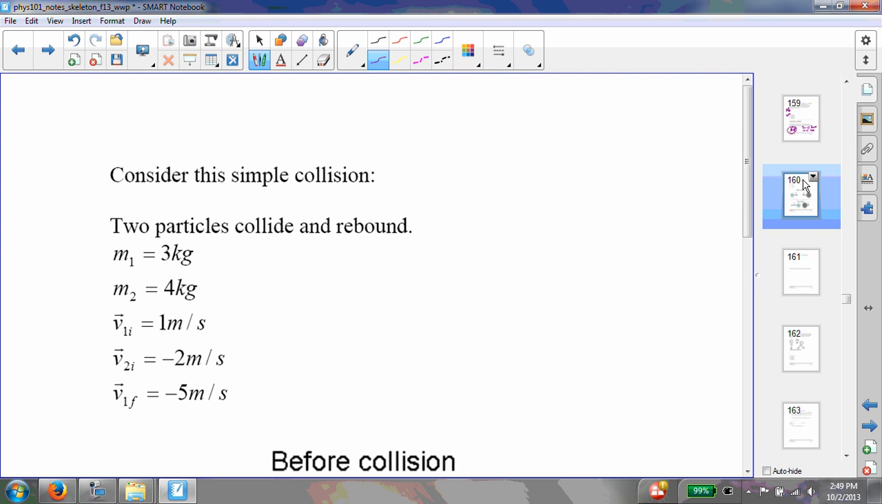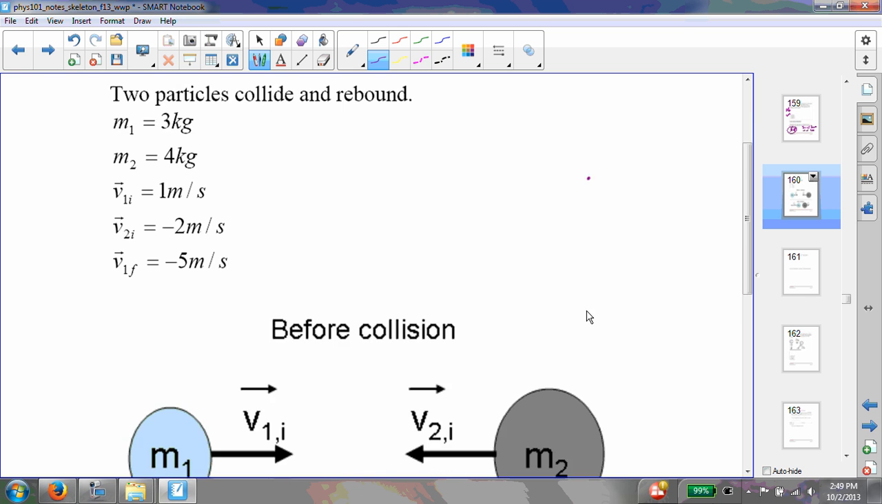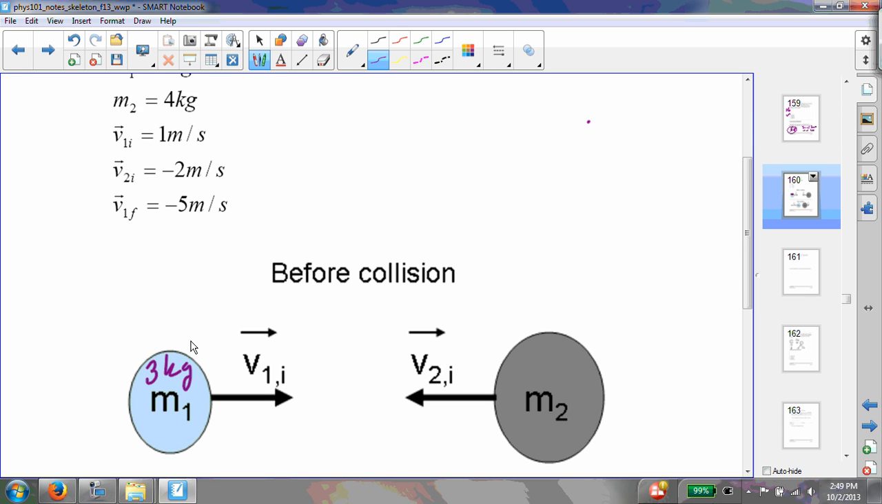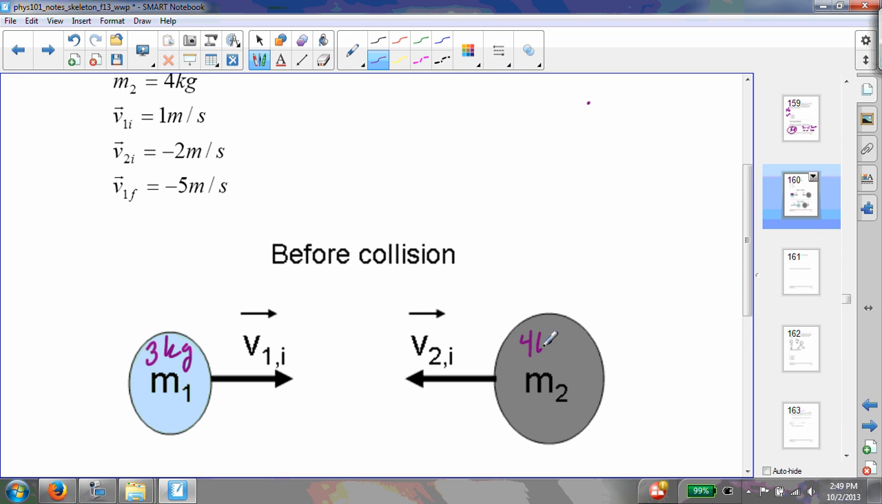Let's do an example problem. Consider this collision. I have two particles. One has a mass of 3 kilograms. That's mass 1. Mass 2 has a mass of 4 kilograms. The initial velocity of mass 1 is 1 meter per second. And the initial velocity of mass 2 is -2 meters per second.